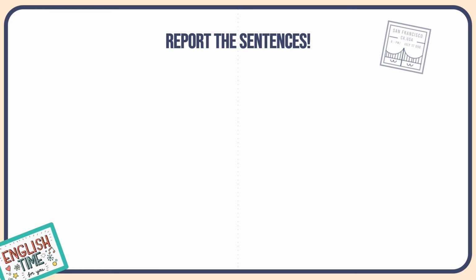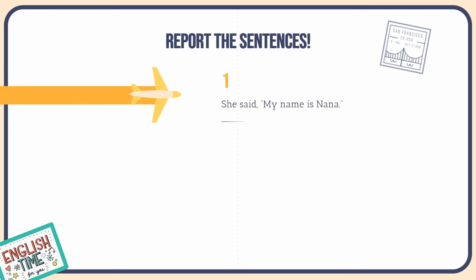Now let's try and report the sentences. Number 1. She said, "My name is Nana." How do you report the sentence? Yes, it is a fact. So, you don't change anything besides the pronouns, like this. Okay? Her name was Nana in the past. Her name is Nana right now, and her name will be Nana forever until the day she dies, right? Because it is very unlikely that she will change her name. So you call it a fact.